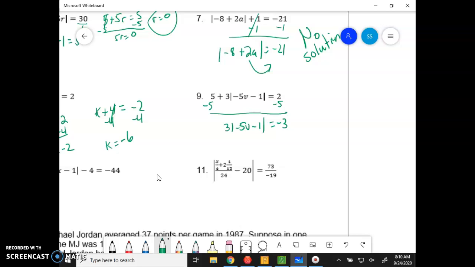And so let's get rid of this 3. Remember, there's no symbol in between here, so that means we need to multiply. So to undo the operation, we need to do the inverse operation, which is divide. So now we're left with -3 divided by +3, so we get -1. So the absolute value of -5v minus 1 is equal to -1. Is this possible? Can anything come out of this absolute value bar as negative? No. So this is no solution.